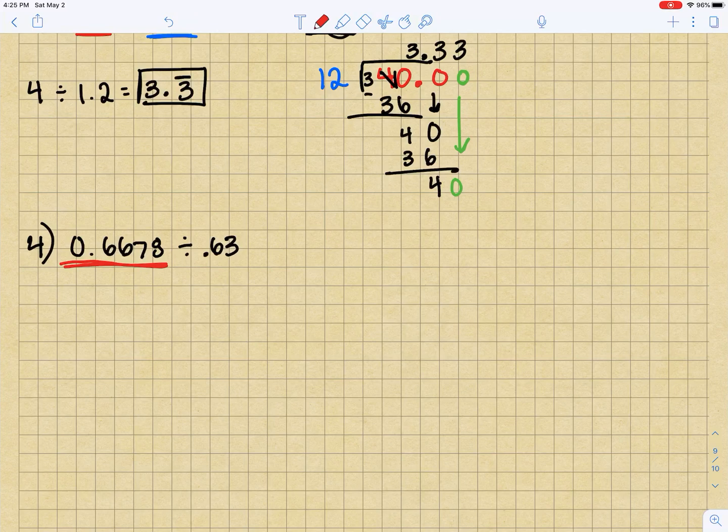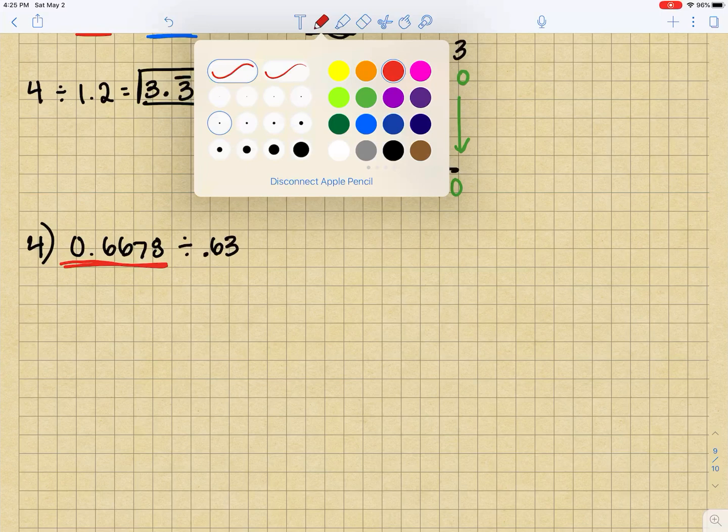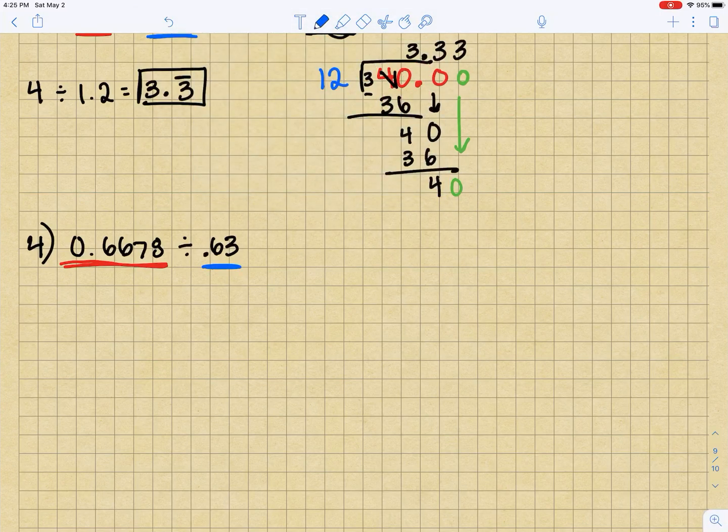6,678 10,000ths is our dividend. So that's going underneath the long division symbol. And 63 hundredths, of course, is our divisor. So let me write it as a long division problem. There we go. Okay. First step. What is it? Say it out loud. I can't hear you. Just kidding.